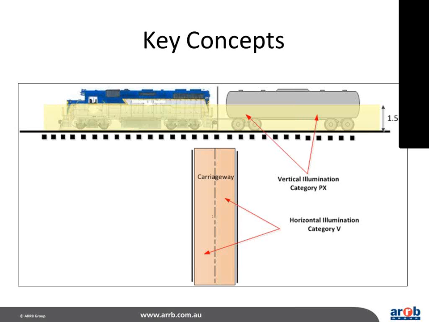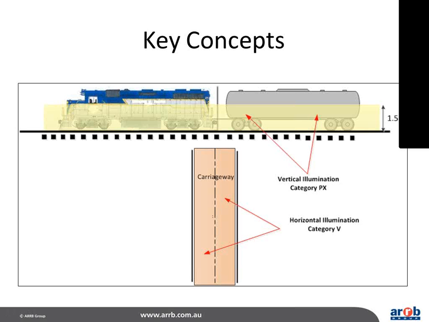In Australia, vertical illumination means lighting in the vertical plane, and it's mainly used at pedestrian crossings. And why vertical lighting? Because at pedestrian crossings, you want the lighting to be up to a level of 1.5 meters so that a driver can see a pedestrian crossing the road. That particular type of lighting is described as category PX lighting.